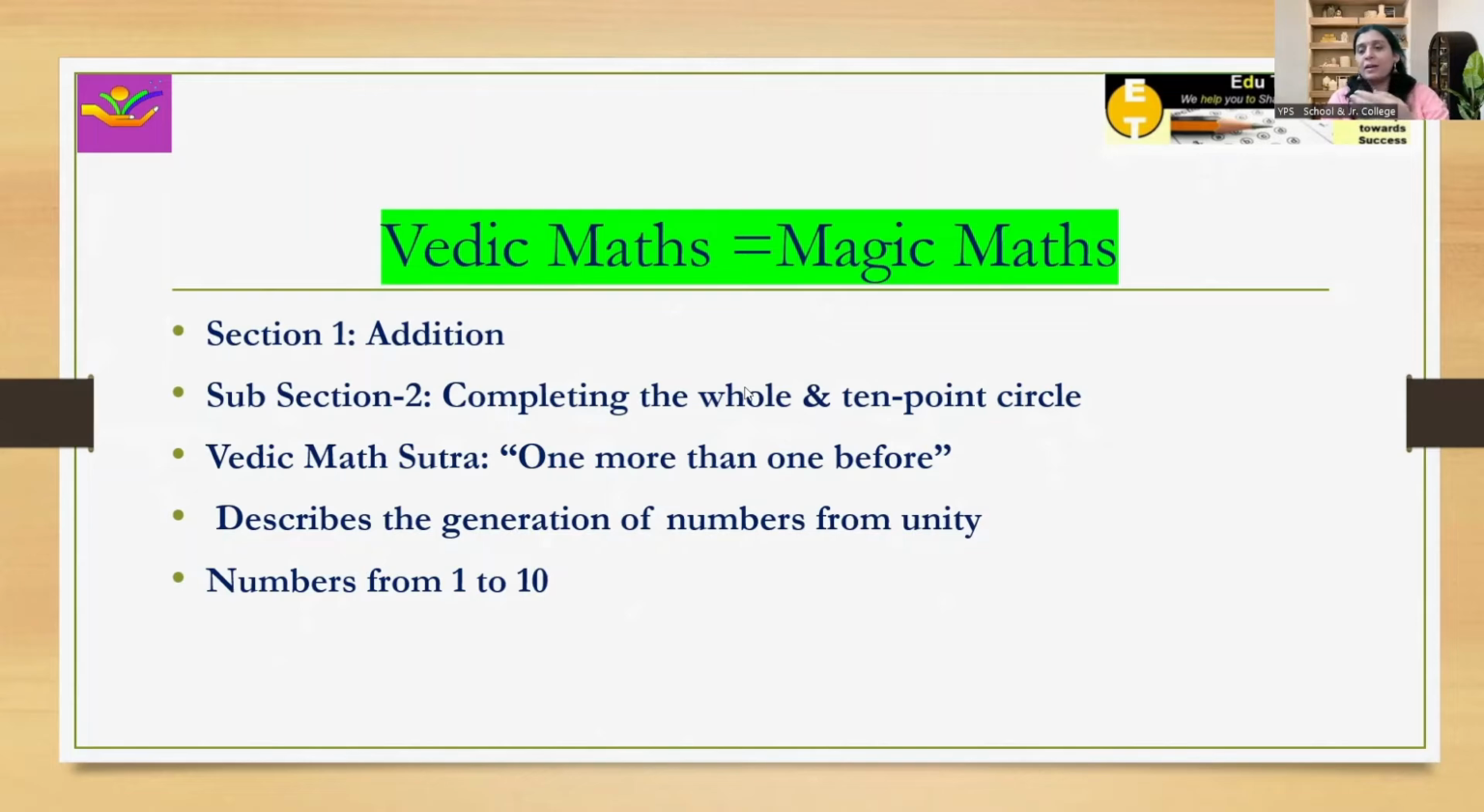एक से ज़्यादा एक, है ना? एक से ज़्यादा एक, यानी एक से ज़्यादा दो, एक से बड़ा. So one more than one before. This basically describes the generation of the numbers from unity.